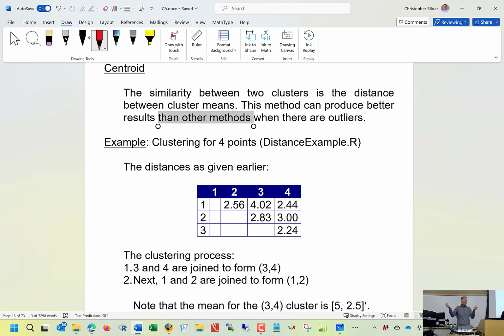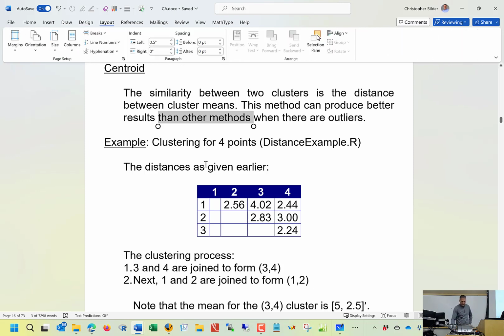And so you think of a mean as being in the middle. So that's why I say it's kind of in the middle between furthest and nearest. We're looking at the distance between the two cluster means to then find the distance between the two clusters. So let's take a look at an example of this.